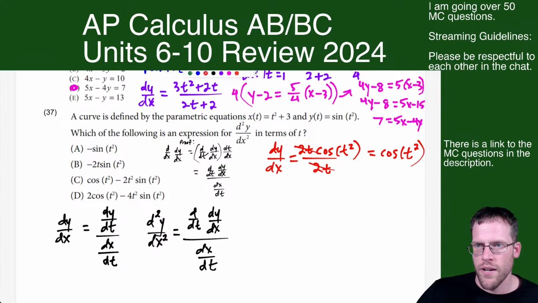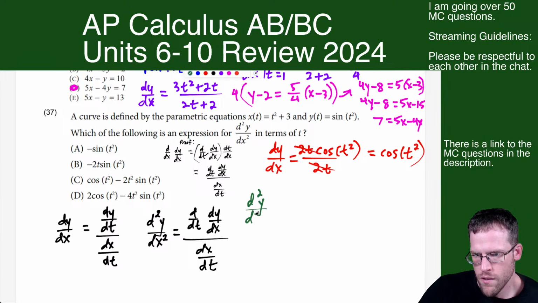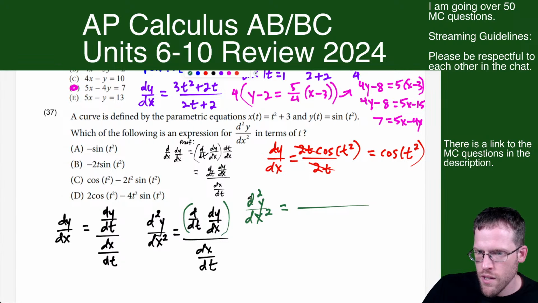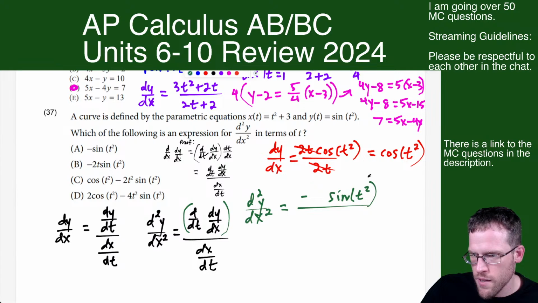So then to find our second derivative, we're just using the formula over here. So I'm going to do this over here: the derivative with respect to time of dy/dx. The derivative of cosine t squared is negative sine t squared. So I derive the outside, keep the inside, but then the derivative of the inside is 2t.